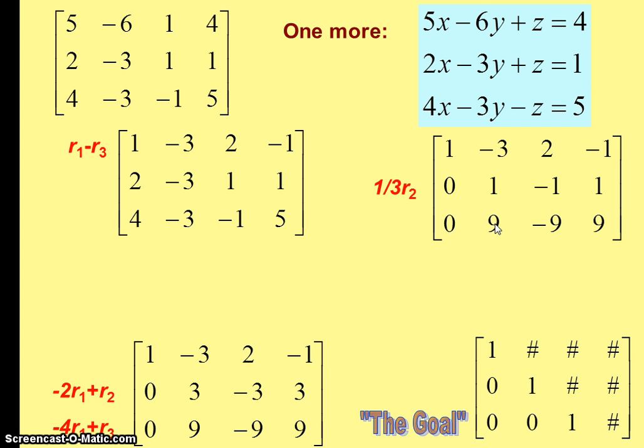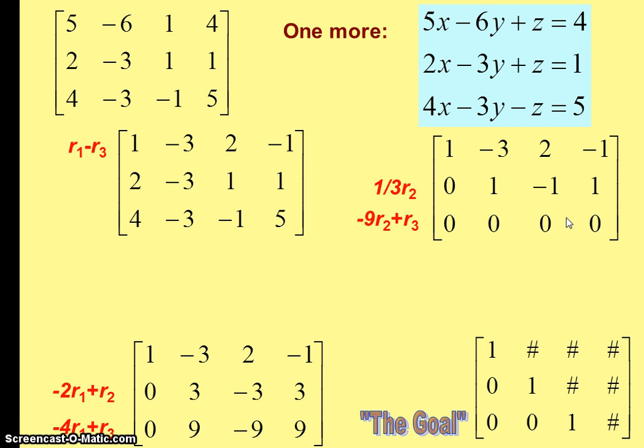That way a negative 9 plus a 9 would be 0. If I do that to every entry, I'm going to get my third row to look like this. Now, that's not really what my goal looked like, is it? Because this row actually zeroed out. I got zeros all the way across.